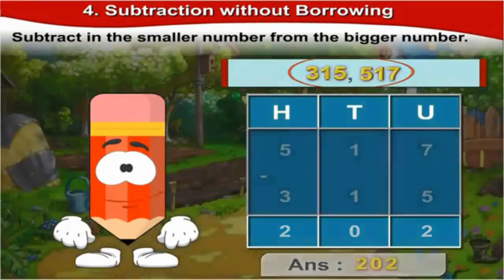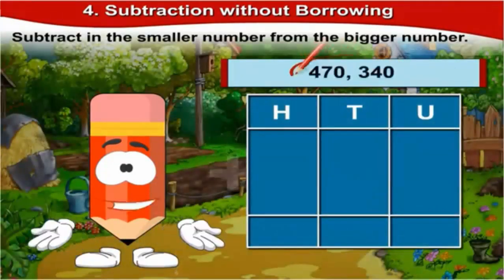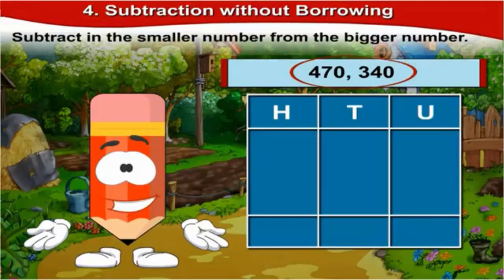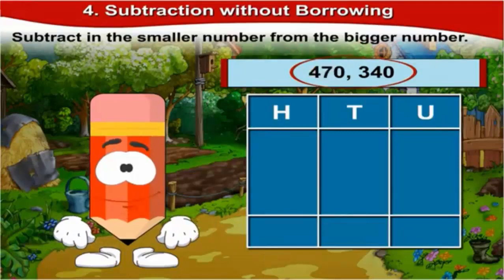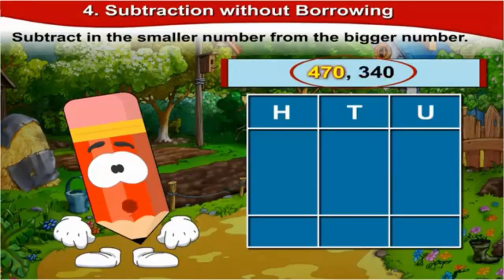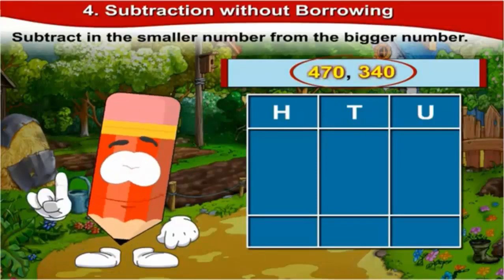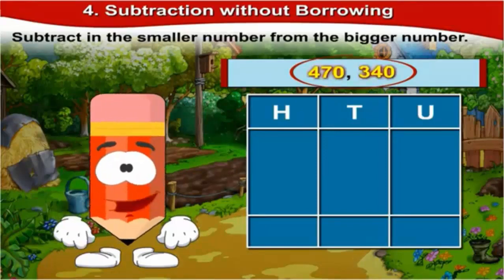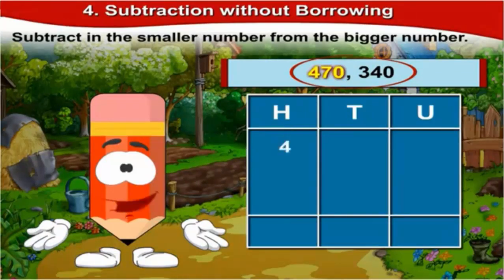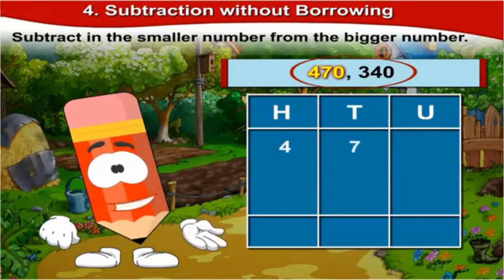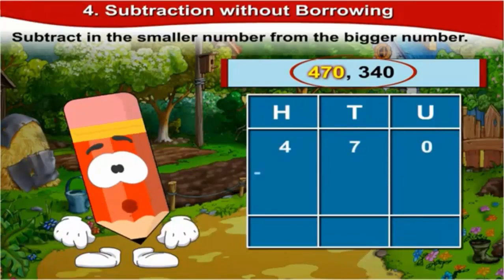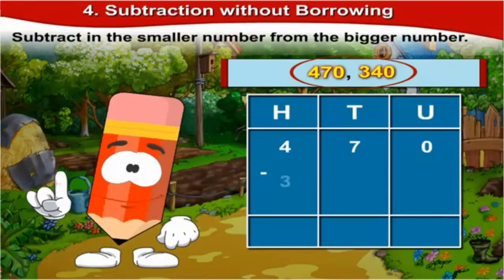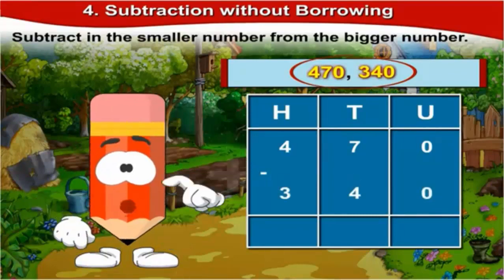Now the next set of numbers. 470, 340. Now 470 is bigger, so we'll subtract 340 from 470. For that, we'll arrange them in vertical order, writing HTU. Now 470 would be 4 hundreds, 7 tens, 0 units, minus 340, that is 3 hundreds, 4 tens, 0 units.